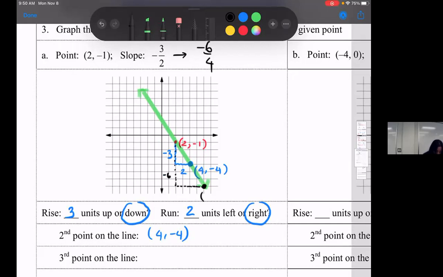What is that? 1, 2, 3, 4, 5, 6, 7. No. 1, 2, 3, 4, 5, 6. 6 on the x-axis. 1, 2, 3, 4, 5, 6, 7, so -7 on the y-axis.